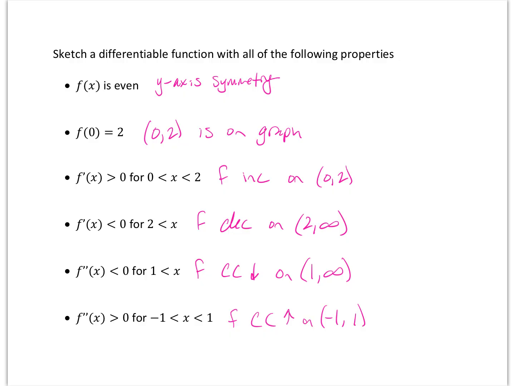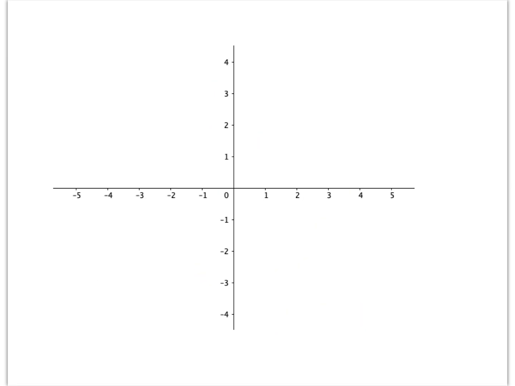Okay, so now I just want to draw a graph that has all these properties. I'll do it on the next slide. Okay, let's start with the most concrete piece of information we're given, and that is the point on the graph (0, 2). So I'm going to go ahead and plot that.